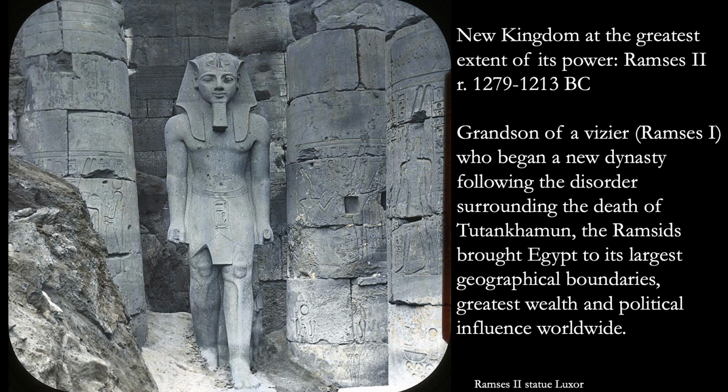And then there's going to be a period of some disorder, and the Ramses are going to emerge on the scene. Ramses the First was a vizier. He was one of those administrators who serves the pharaoh. He's going to create a new dynasty for his family. And Ramses II, who's going to rule between 1279 and 1213 BC, is known as Ramses the Great. He is going to be the one that really pulls the New Kingdom together.